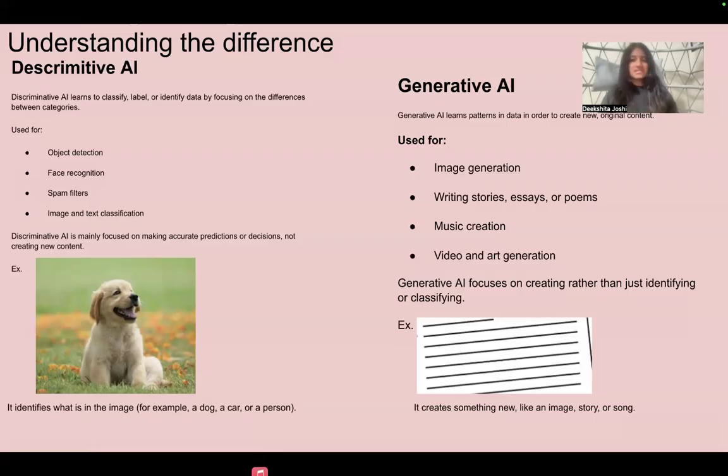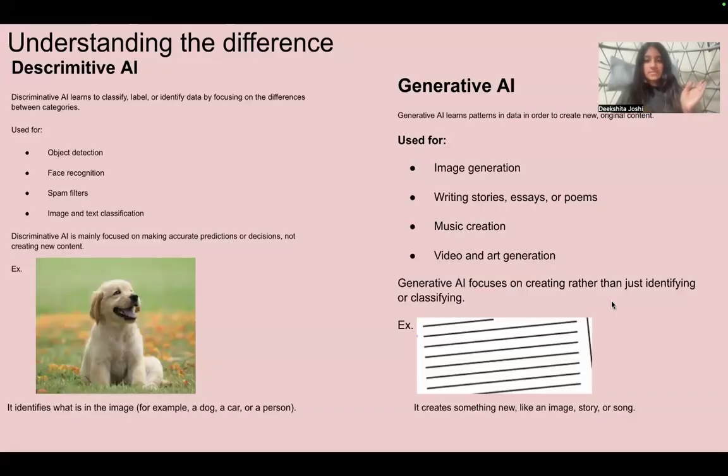Now, generative AI. This is much more fun. Generative AI learns patterns in the data so that it can create new content from the data that is given. Let me put this in simpler words. It just focuses on creating things rather than detecting or classifying images. It takes an image and creates new cool stuff like a story, a song, or even a new image, but you have to give it a description.